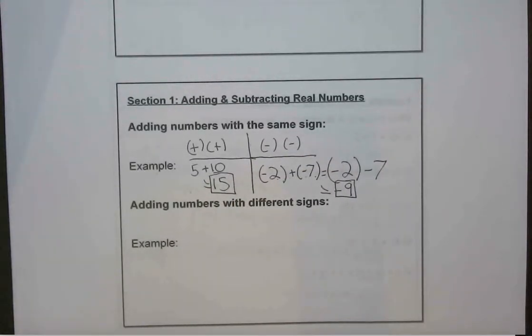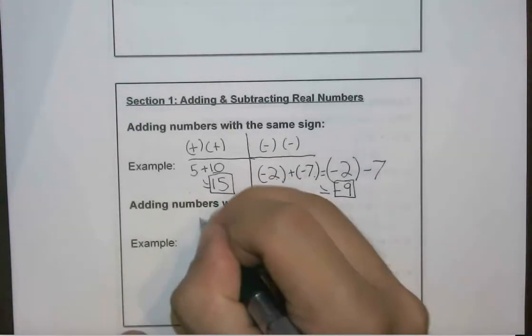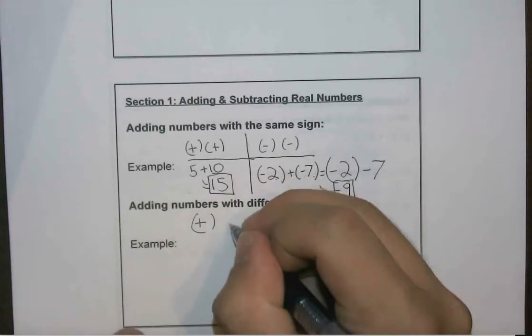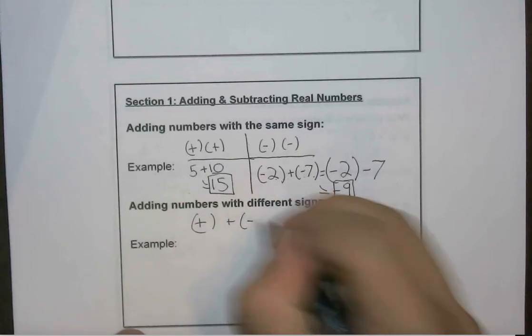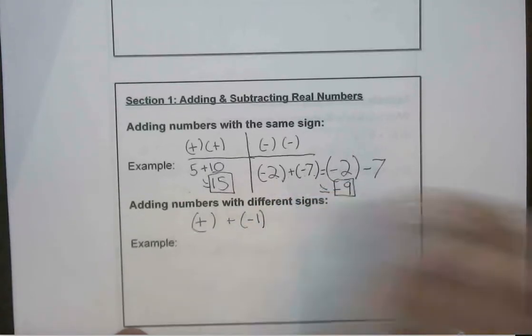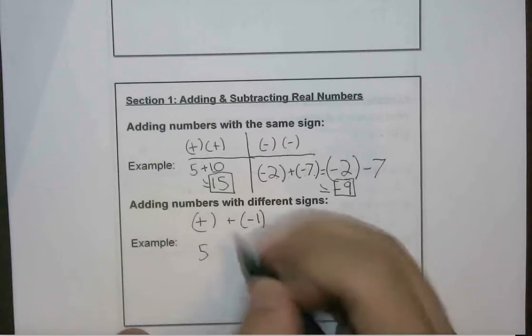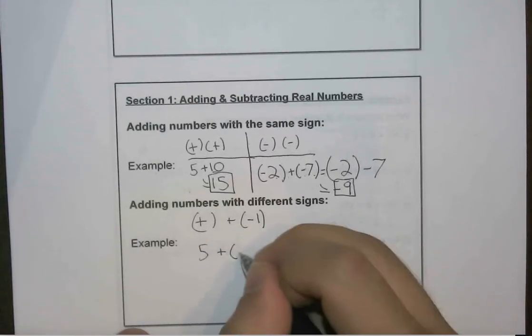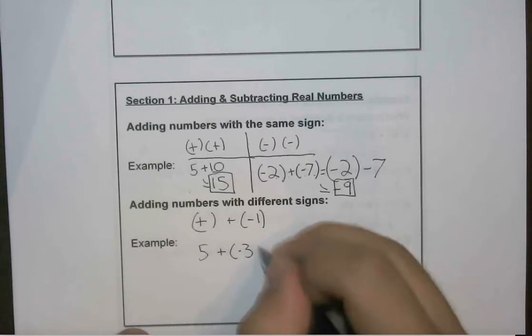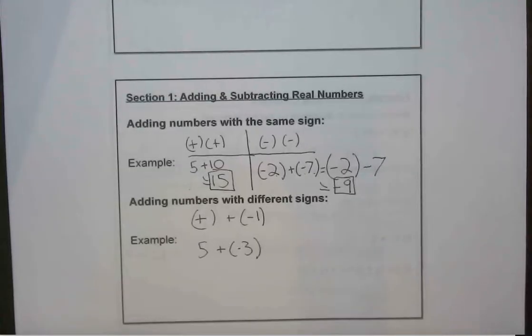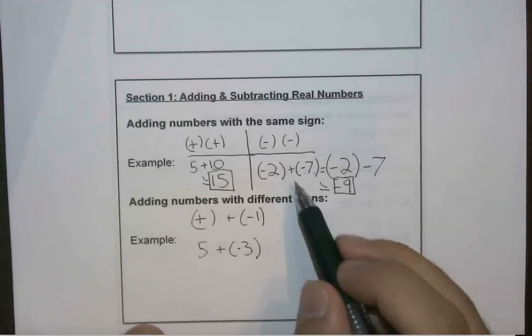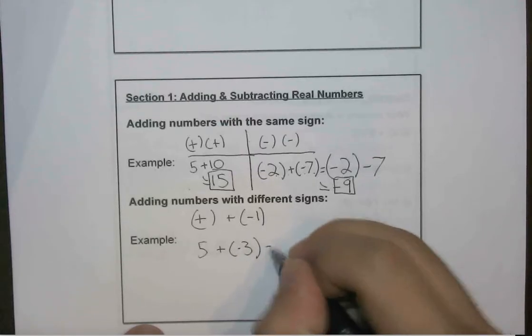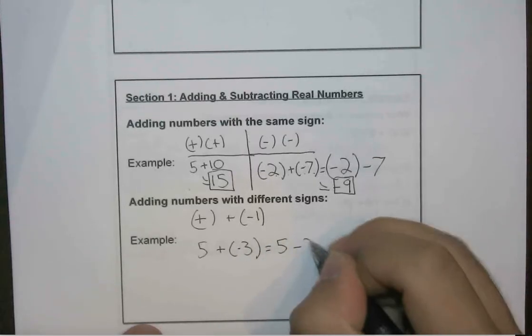If we're adding numbers with different signs, so let's say that we're adding a number that's positive, we're adding on some term that's negative. So let's say we have 5 and we're adding on -3. You could treat this, again, similar to what we have up here. We're adding a negative number. So you could treat this as 5 minus 3, which is 2.